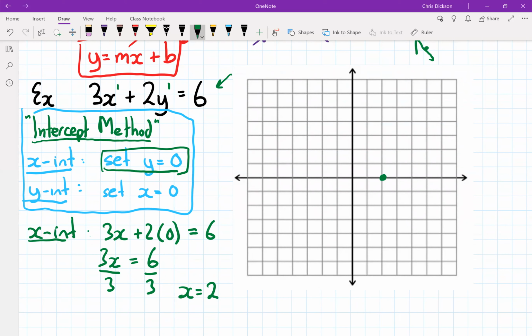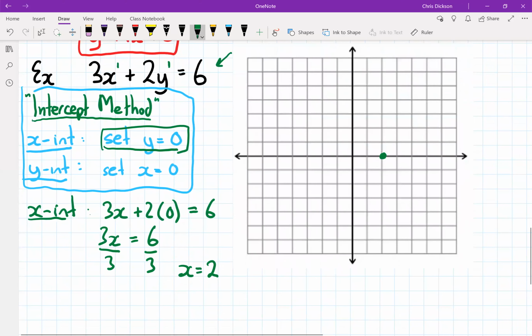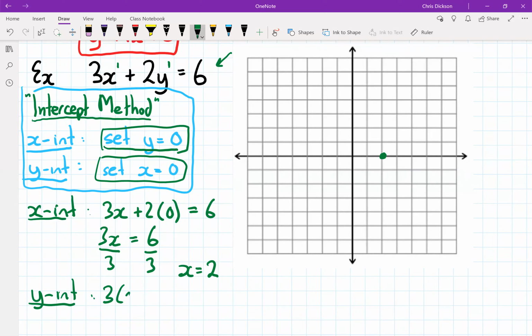Okay, so now I find my y-intercept. To find my y-intercept, I set my x values to 0 now. So 3 times 0 plus 2y equals 6. So really 2y equals 6. So y is equal to 6 divided by 2, sorry, which would be 3. So I have an x-intercept and a y-intercept, which is really all I need because a line has to go through these 2 points.